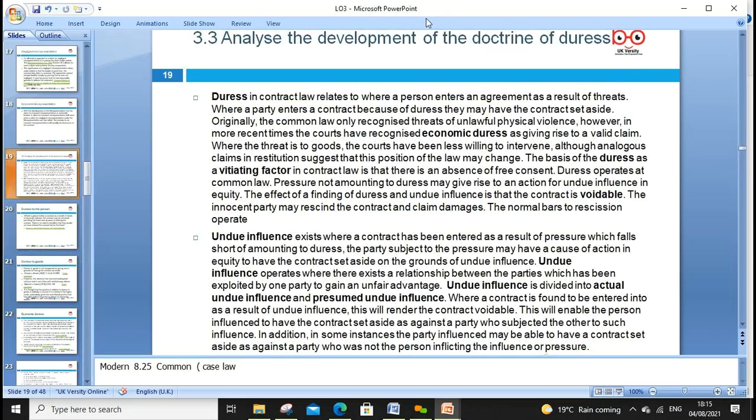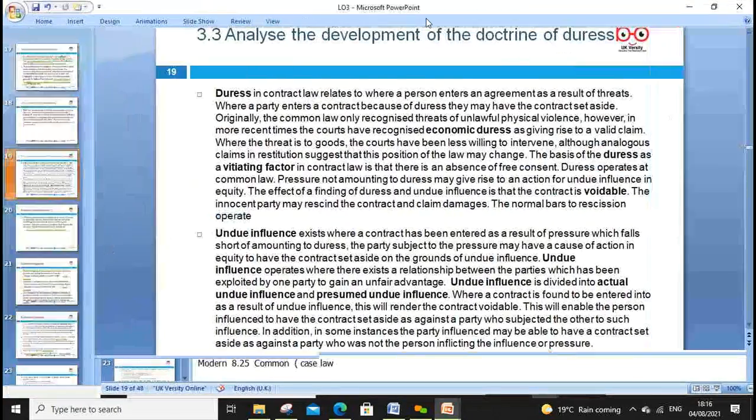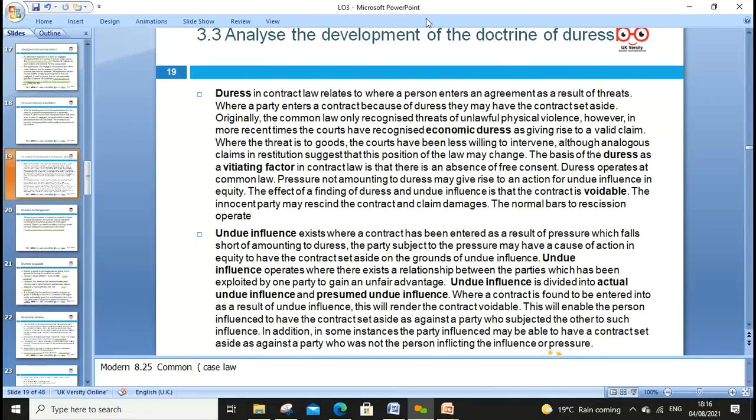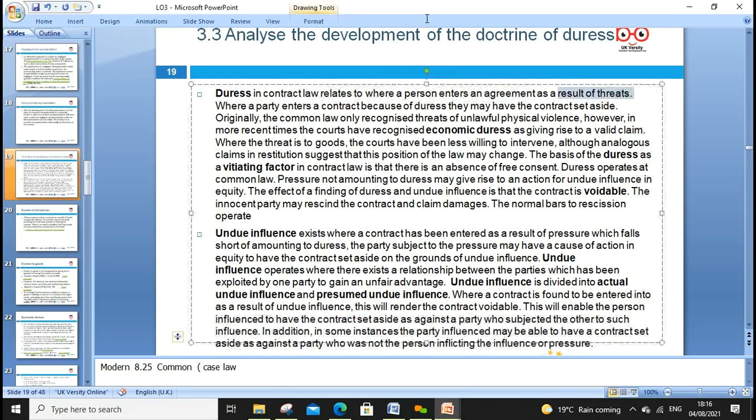Then we have 3.3, which is the assessment criteria: analyze. When you analyze this, look at duress, which in a contract context means where a person enters into an agreement as the result of a threat, being given the threat that you will lose. Undue influence: a party enters into a contract because of duress and may have the contract set aside.